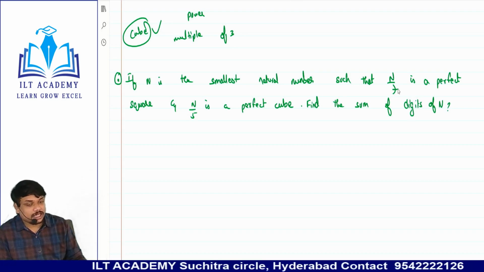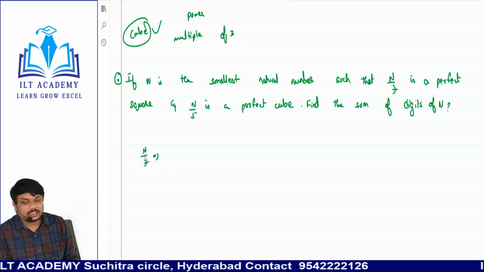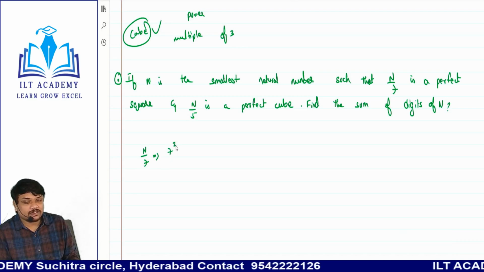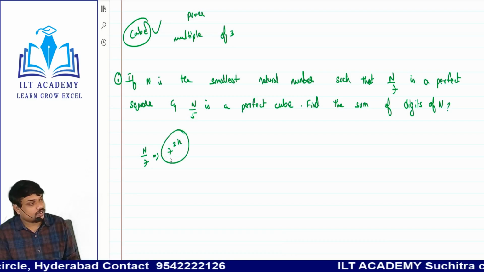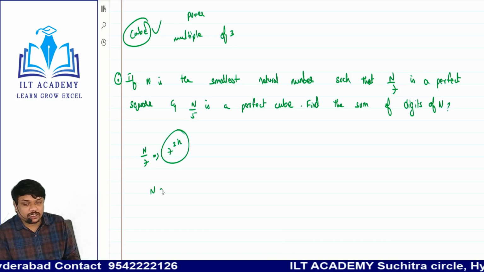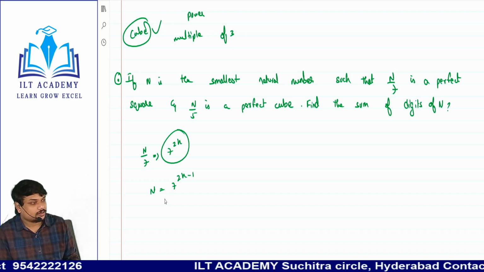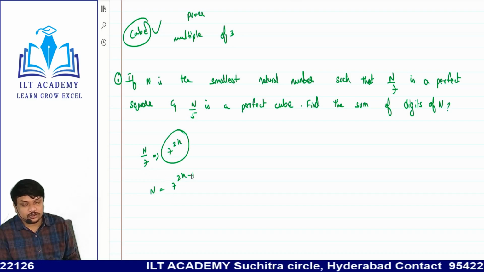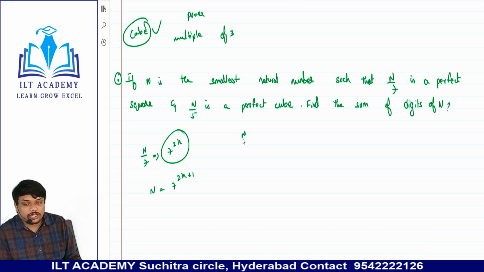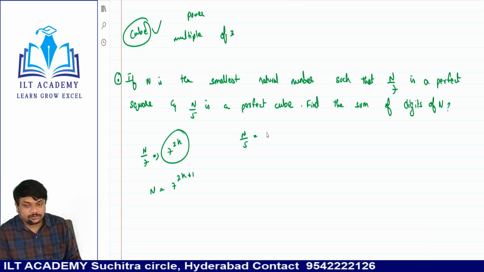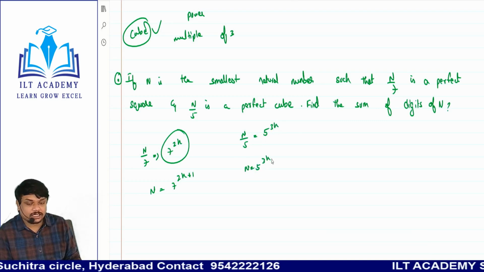So let us assume n by 7 should be a perfect square, means the condition is the answer should be in the form of 7 power 2k, then it is a perfect square. Got it? So n is equal to 7 power 2k plus 1. Now n by 5 is equal to 5 power 3k. So n is equal to 5 power 3k plus 1.